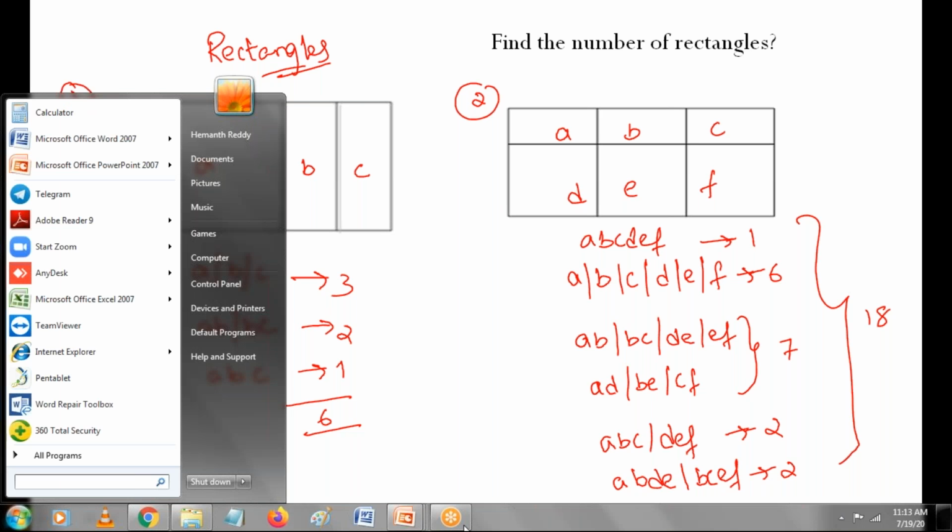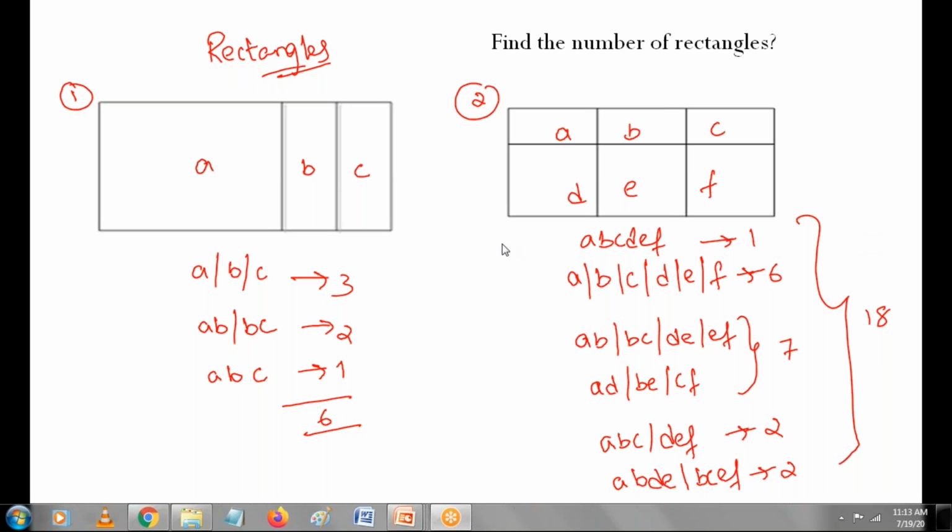Now let me check how many of you already answered 18. DEF are okay. See, one more important point. Okay, we'll go with the tricks as well. Don't worry. This is just how to do it manually.